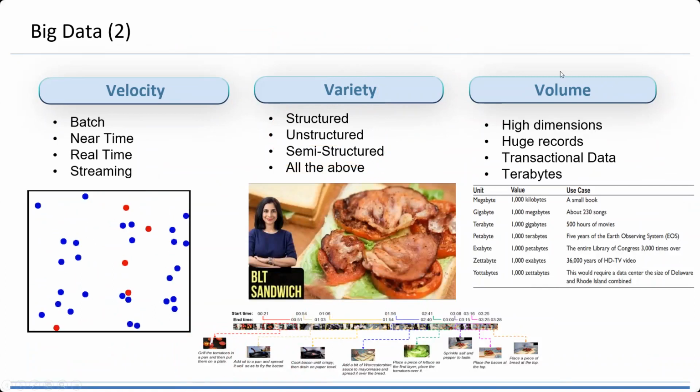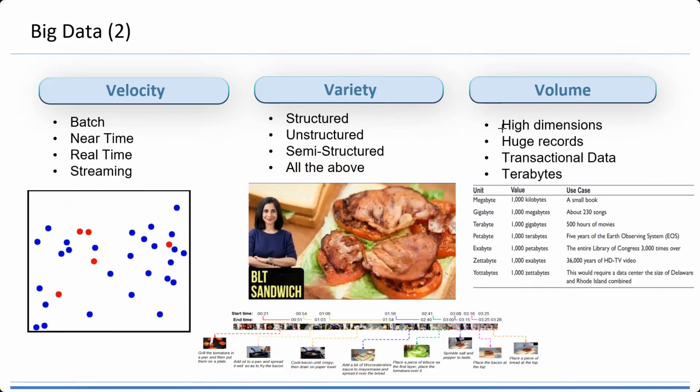And volume. Volume means the data is in high dimension, so there are many columns. The data is huge in records, so there are many rows. And usually it is transactional data. Maybe the size can be like this: you know the megabyte, gigabyte, terabyte, petabyte, exabyte, zettabyte, yottabyte. So this is the size of the byte. Megabyte is the smaller. If it is only 5 megabytes or 10 megabytes, it is small.